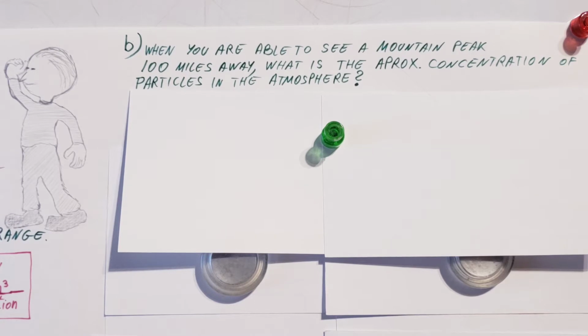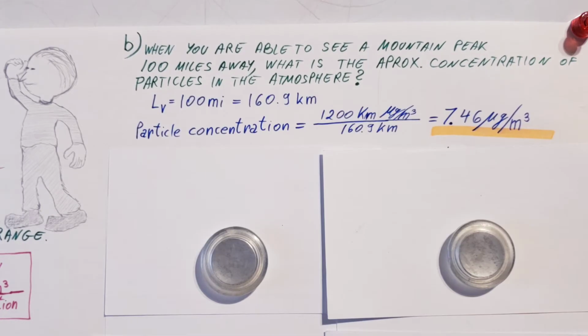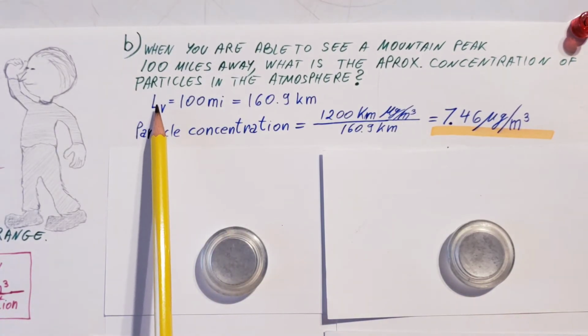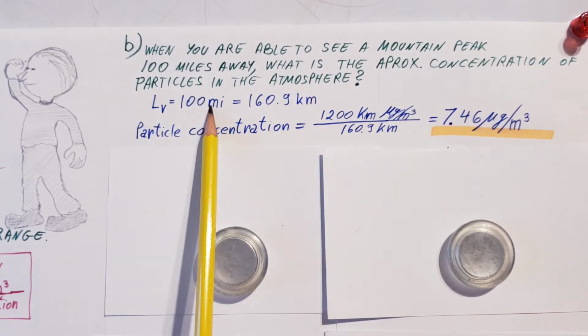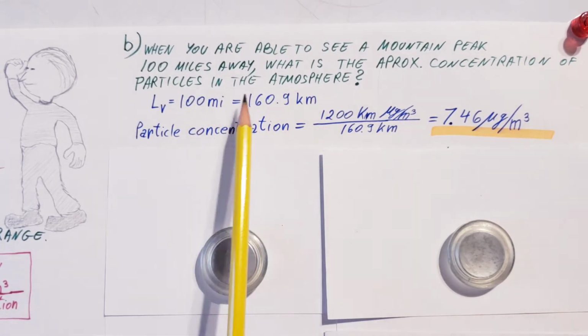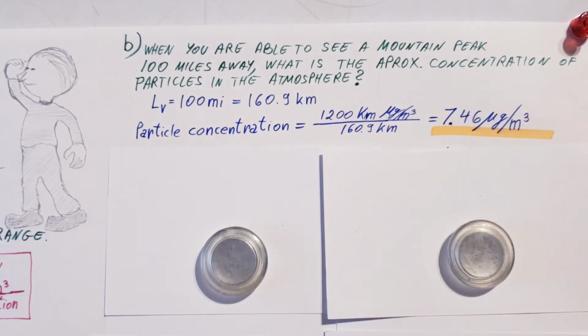Now for the next question, they want us to estimate the approximate concentration of particles in the atmosphere when, let's say, you're out in the wilderness and you can see even a mountain at a 100-mile distance. So let's find out what that would be. In this case, L_V, the visual range, is given as 100 miles. This formula uses kilometers, so we're going to convert it to 160.9 kilometers.